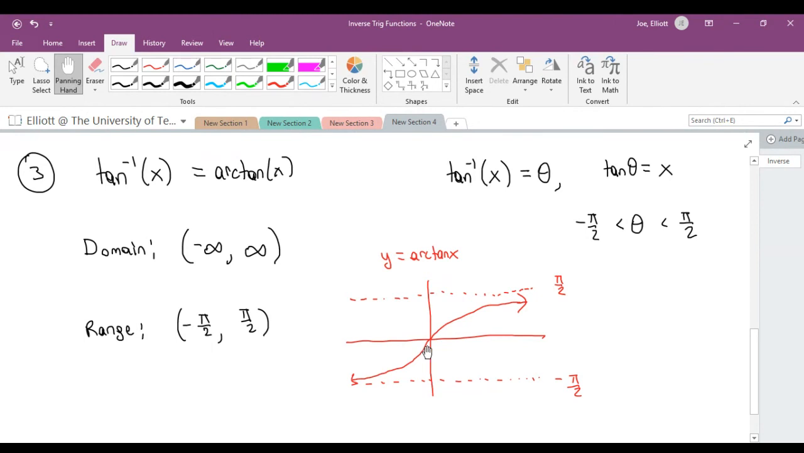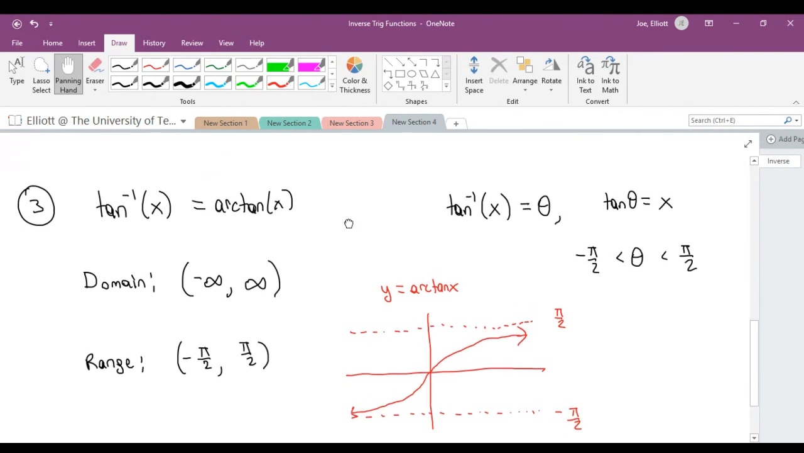All right, so again, you can kind of see its domain is all real numbers. And then the range being minus pi over 2 to pi over 2 is kind of because of these horizontal asymptotes that you had there, okay?